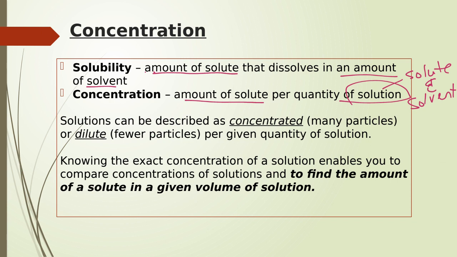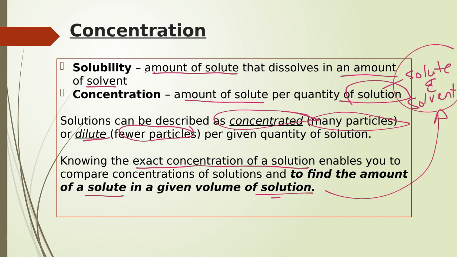Solutions can be described as concentrated, where you have many solute particles, or a dilute solution means that you have fewer solute particles per given quantity of solution. And when we know the exact concentration of a solution, we then are allowed to compare concentrations, but also to find the amount of solute in a given volume of solution. We may also be asked to figure out the amount of solvent. And this is where, again, we have to be aware that the two of them together combine to make a solution.